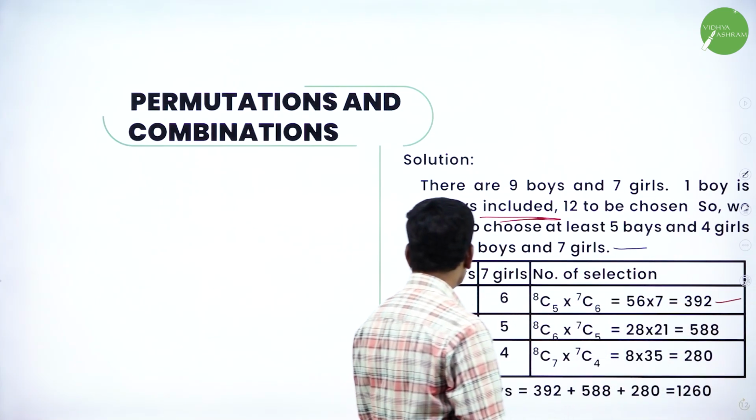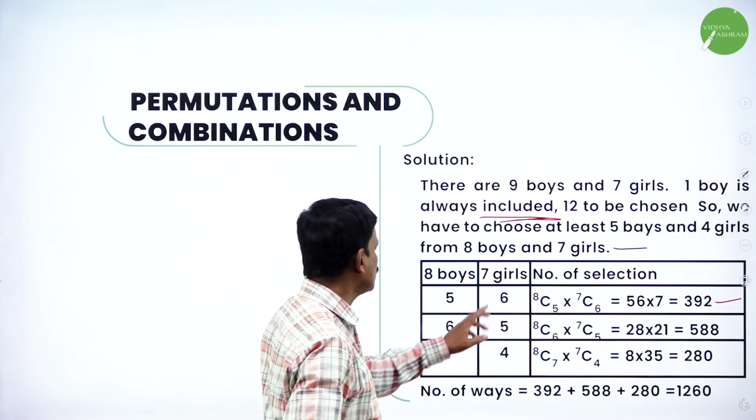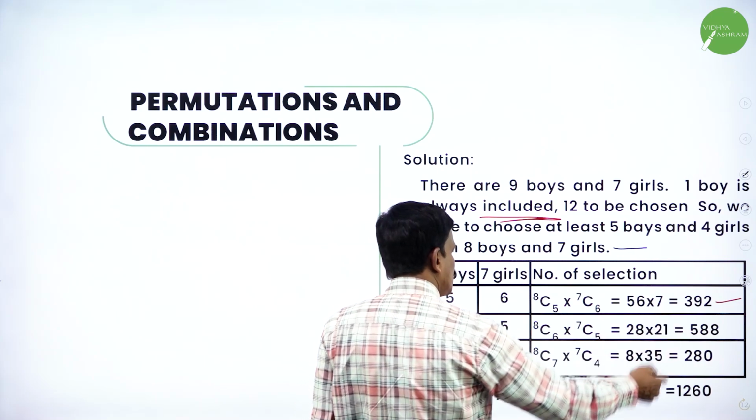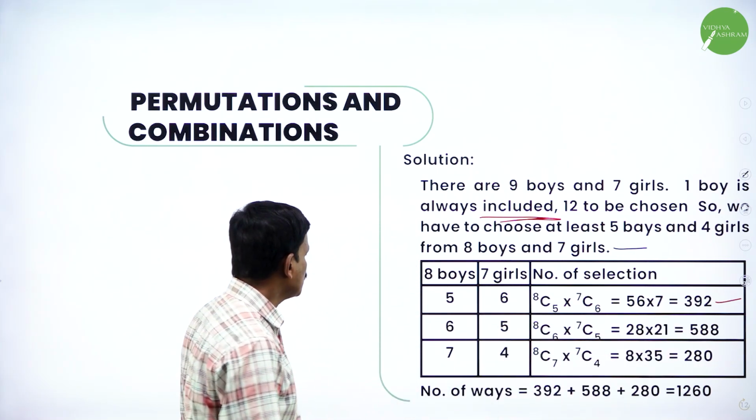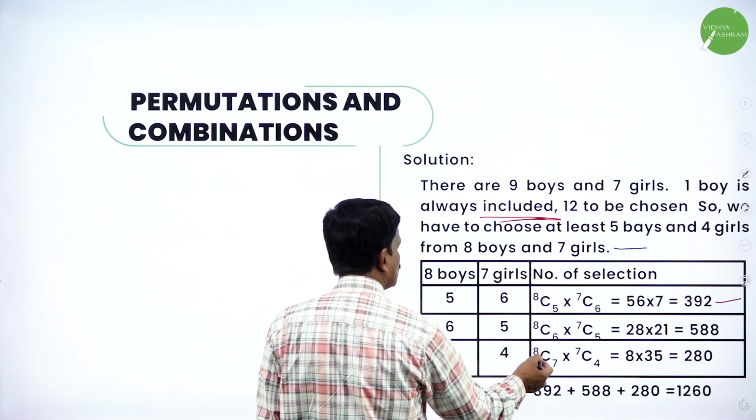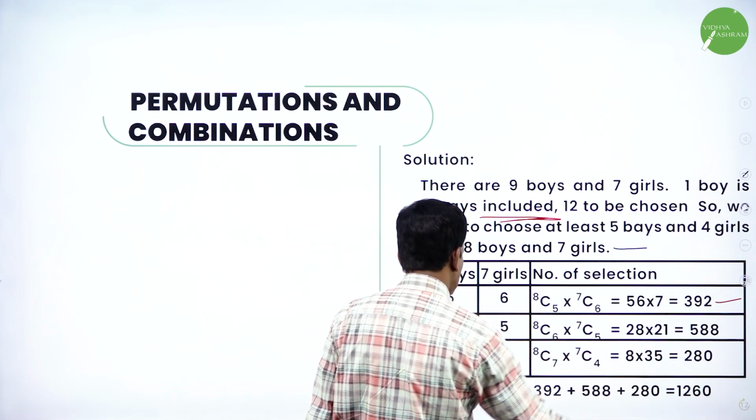And the second case, if the number of boys is 6 and the number of girls is 5, then the selection will be 8C6 into 7C5, that is 28 into 21, 588. If the number of boys is 7 and the number of girls is 4, then that can be done in 8C7 into 7C4, that's equal to 8 into 35, 280.